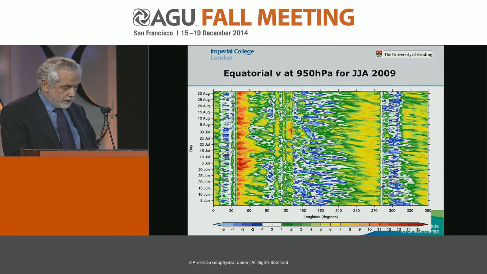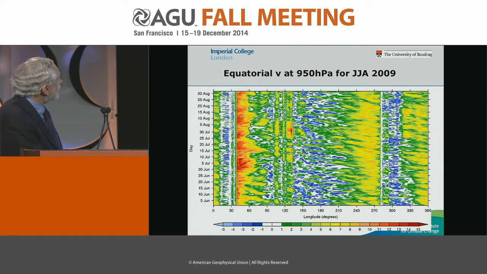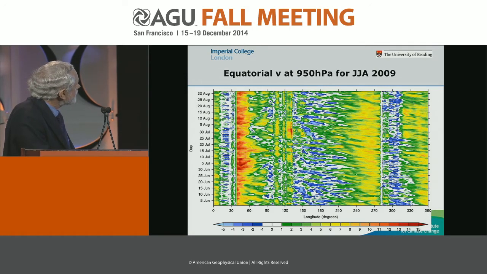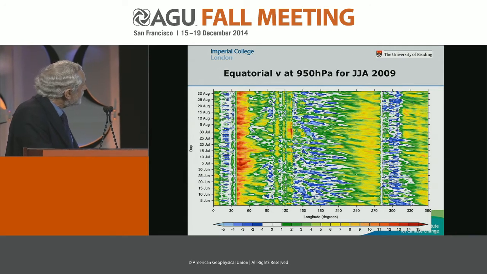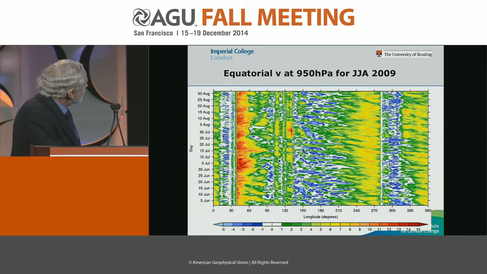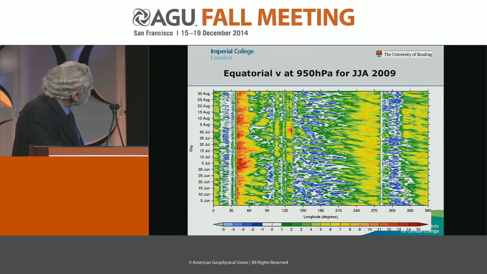Now, if we do a Hovmöller diagram, this is longitude from 0 to 360, and this is from the 1st of June to the 31st of August, and this is 2009. And so this is the Somali cross-equatorial flow, the Somali jet there, and you can see it fluctuates. There does seem to be something of a diurnal cycle in it, but there are also some fluctuations associated with propagating waves, as we see here. This is the bits between the islands here.